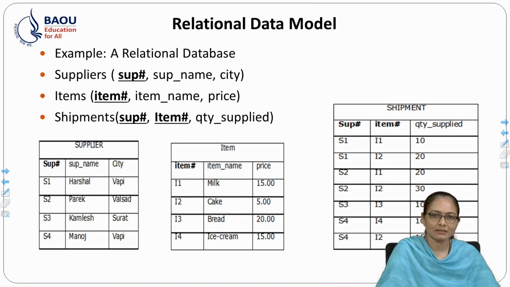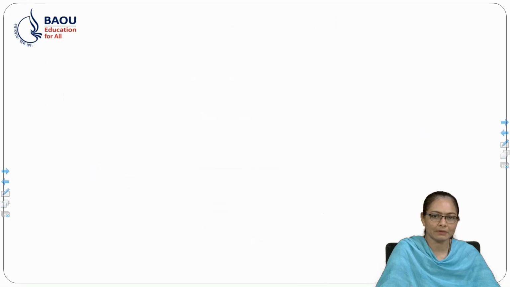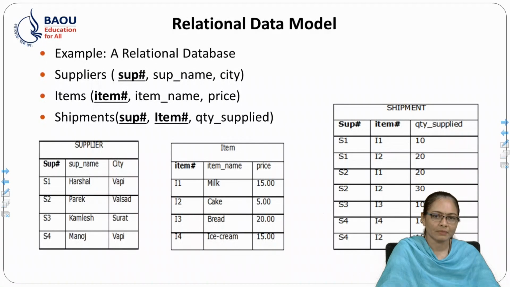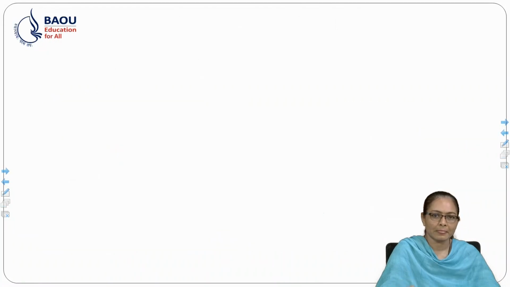Here the supplier and item tables are related with the shipment table using the supplier number and item number. The supplier table has supplier number as a key attribute. The item table has item number as a key attribute, and in both tables the supplier number and item number are referenced in the shipment table. Supplier number in the supplier table is a primary key, item number in the item table is a primary key, and supplier number and item number in the shipment table are foreign keys.